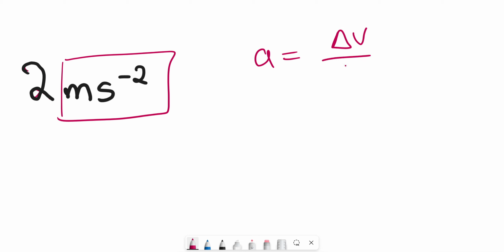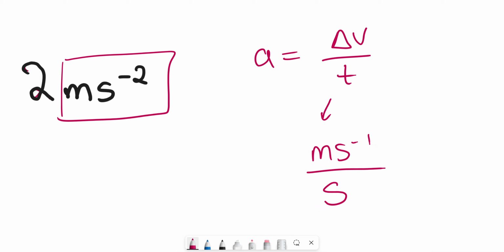Why? Because the formula that we discussed before is a equals delta v over t. Now, if we break this all down into its actual units, we'll see that for delta v, the units don't change, it's just m s^-1. Those are the units for velocity over time, and the units for time are seconds. So essentially, we're dividing distance by seconds twice.